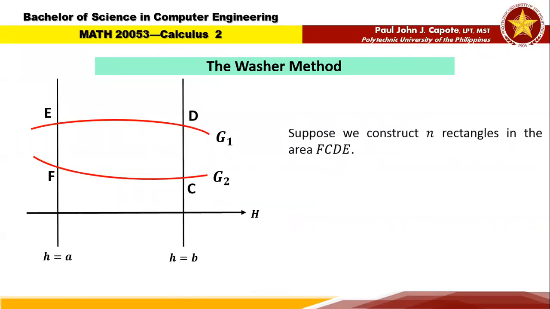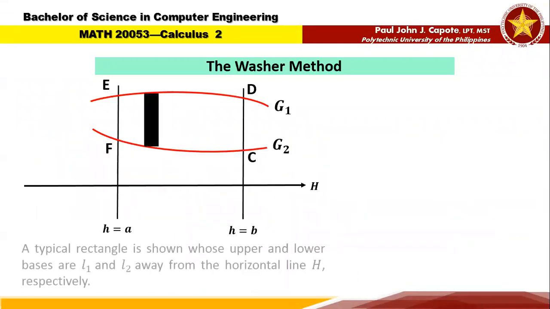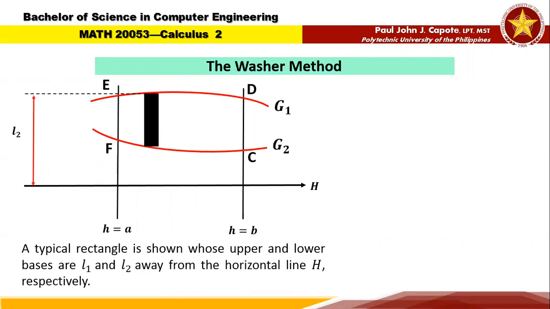Suppose we construct n rectangles in the area FCDE. If this area is revolved about the line H, then each rectangle will sweep out a washer-shaped solid whose volume is the difference of two circular disks. A typical rectangle is shown whose upper and lower bases are L sub 2 away from the horizontal line H and L sub 1 away from the horizontal line H.